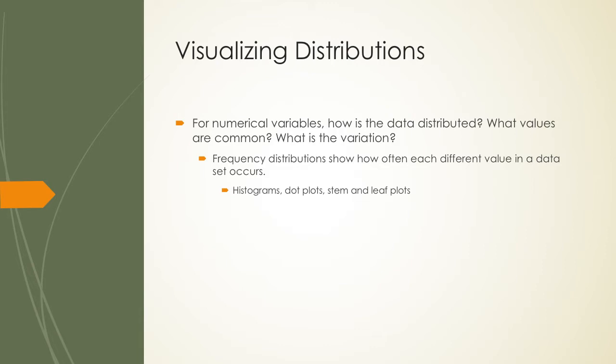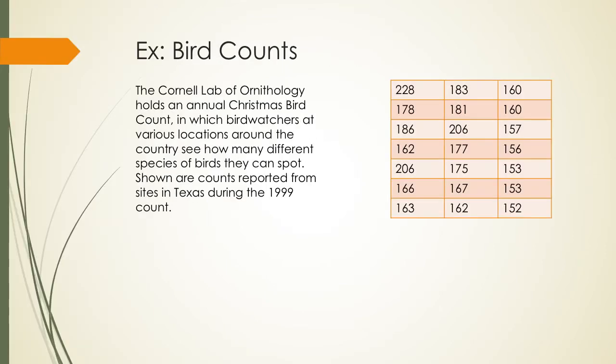You've likely seen many frequency distributions before. They include histograms, dot plots, and stem and leaf plots. Here, we'll focus on histograms. In a previous video, we considered data from the annual Christmas bird count. Looking at the raw data, it's hard to get an overall sense of what the bird count looked like in Texas.